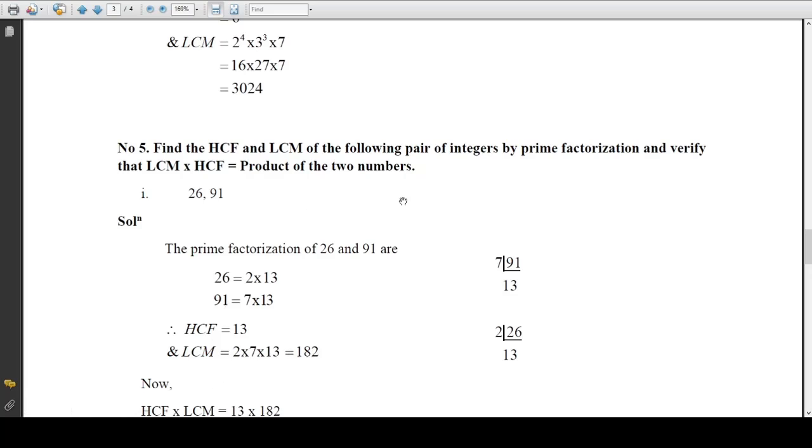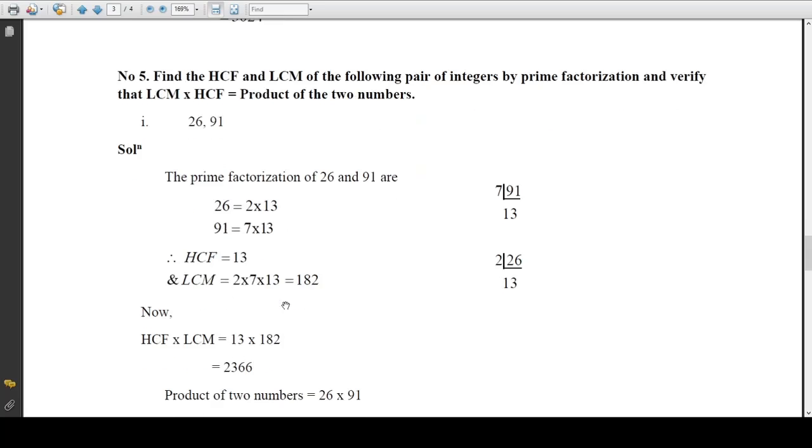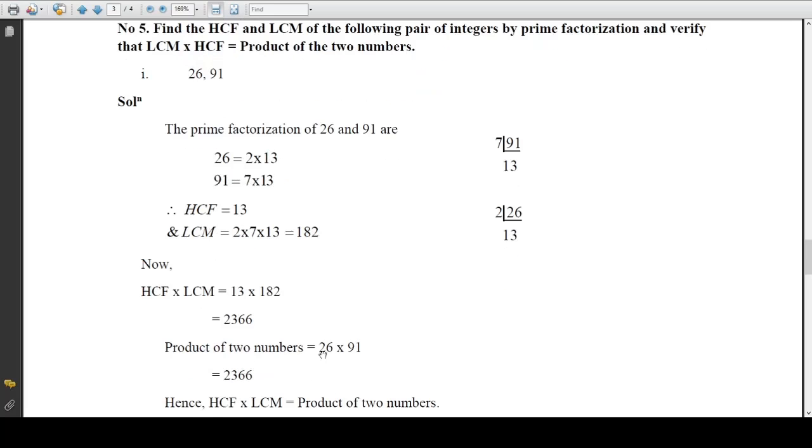Now we have to check whether the product of the LCM and HCF is equal or not to the product of the given numbers. Okay, HCF is 13, LCM is 182. Multiply these two, we are getting 2366. Now the product of two numbers, what are the two numbers? 26 and 91. Find out the product of these two, we are getting the same, 2366. Hence we can say that the product of HCF and LCM is equal to the product of the two numbers.